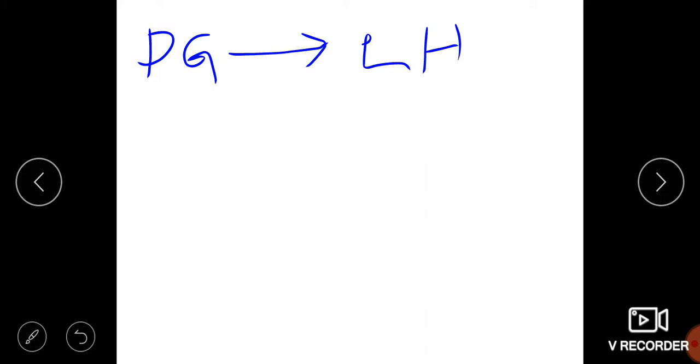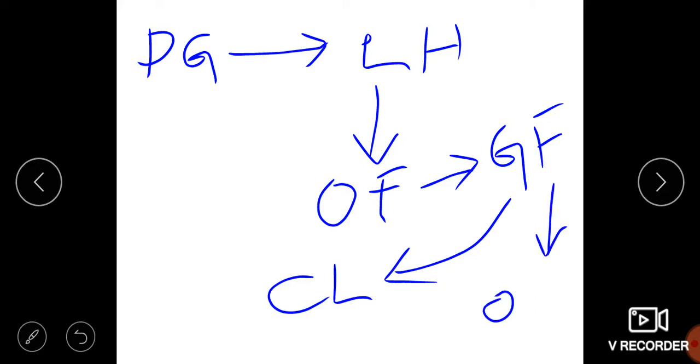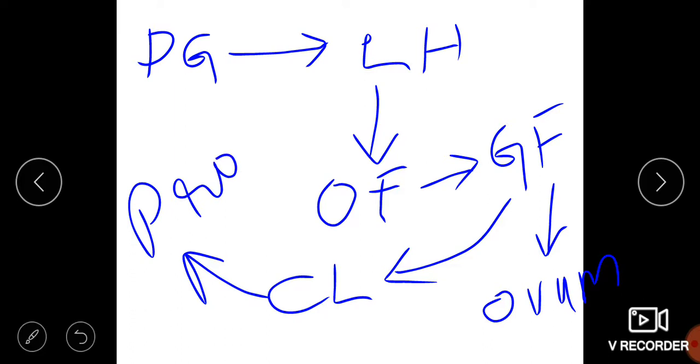That is, the pituitary gland secretes the hormone called LH. LH is essential for the development of ovarian follicles to Graafian follicle. Graafian follicle after ovulation becomes corpus luteum. After releasing ovum, it becomes corpus luteum, and corpus luteum secretes the hormone called progesterone.